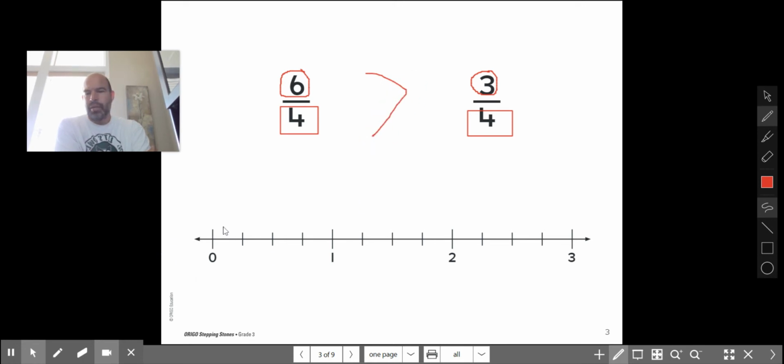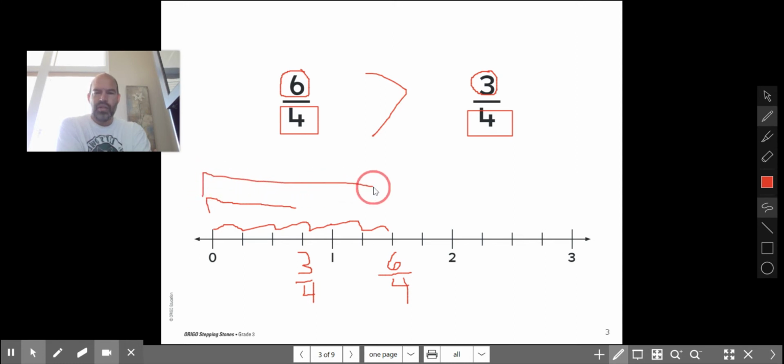How do we show the number line? So look at this, the point from 0, 1, 2, 3, 4, 5, 6, and that's 6/4 right there, correct? And then over here, if we jump 3, we go 1, 2, 3, and that's 3/4. So the distance from 0 to 3/4 would be that much, and the distance from 0 to 6/4 would be that much. Easy to see which is the greater of the two fractions, correct?